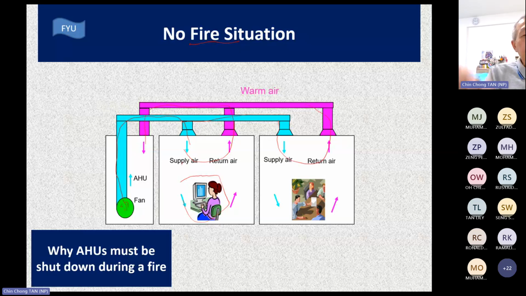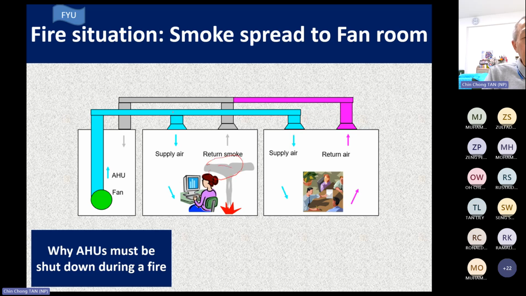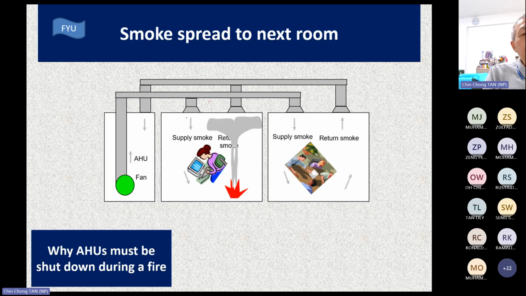What happens if there's a fire? Say there's a fire here and smoke is evolved. So the supply air will come in, take the smoke, and then go to the room. Then this fan will spread the smoke here and then go back again. So at the end of the day, the smoke will be spread everywhere to every room served by this fan. The worst case is in the atrium buildings. Nowadays, we have many kinds of atrium buildings, like shopping centers. Atrium buildings are the most scary because if you don't stop the aircon system, the whole atrium can be filled with smoke.